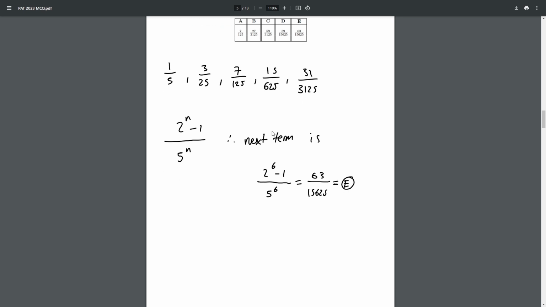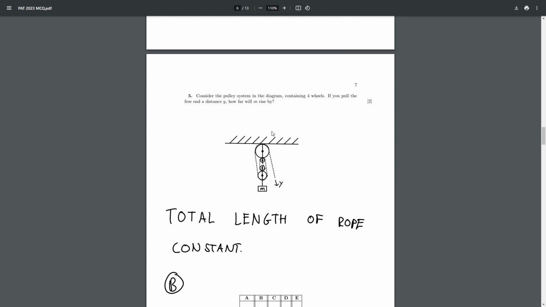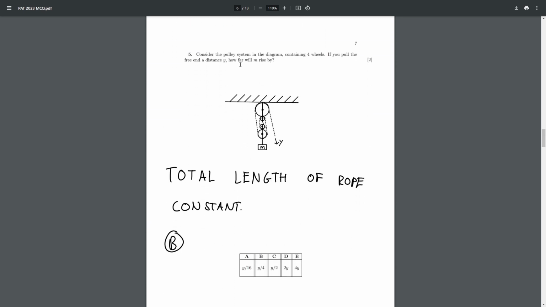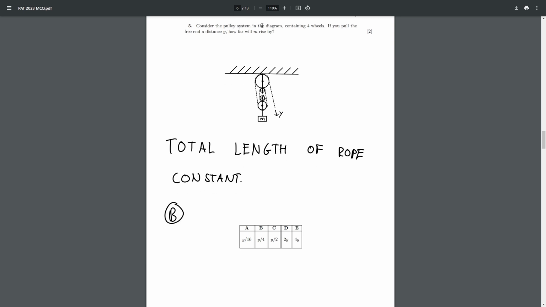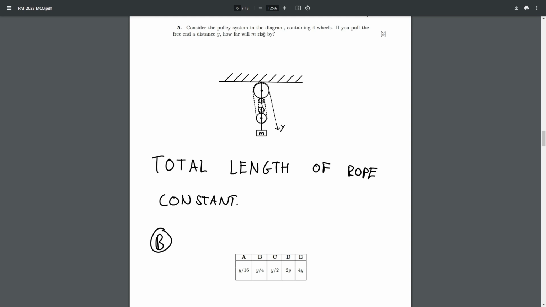Question 5. Consider the pulley system in the diagram containing four wheels. If you pull the free-ended distance y, how far will m rise by? So the main bit of logic behind this is that for an ideal pulley, which has a constant tension, it's inextensible, all the stuff you assume in A-level mechanics, the total length of the rope is going to be constant. That makes sense, right? Rope can't appear from nowhere.